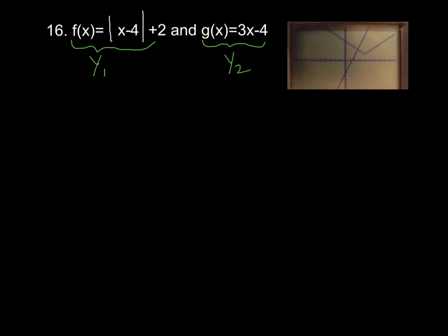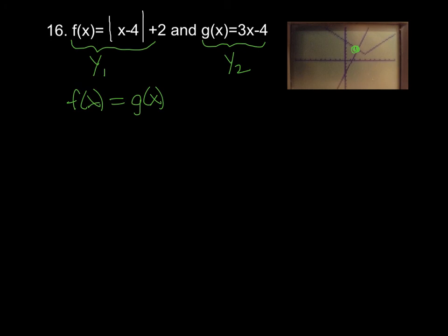So basically what they're asking for in number 16 is find the x values that satisfy the equation where f of x is equal to g of x. So what they're looking for is where they intersect. Now if you look at the picture, that would be right there. So you're going to do second calc, intersect.